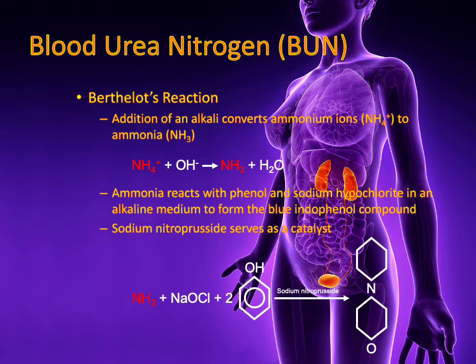Take, for example, Berthelot's reaction. This method requires the addition of an alkali following the initial reaction with urease. The alkali will convert the ammonium ions to ammonia. Ammonia can then react with a phenolic compound and sodium hypochlorite in the presence of the catalyst sodium nitroprusside to form a colored compound. The exact color of the compound depends on the phenolic compound used in the reaction. In any case, the amount of color produced is directly related to the concentration of urea in the sample.